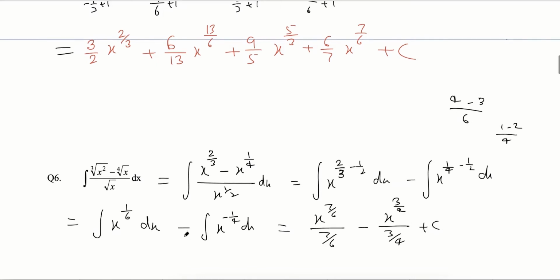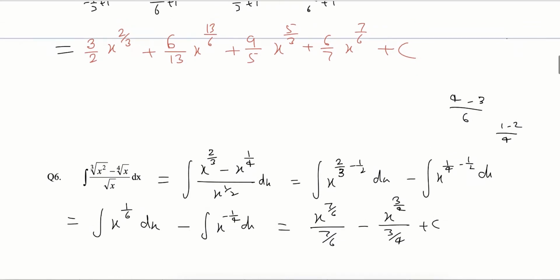So finally, this is your answer. If you want to leave the answer this way, you can leave it. Otherwise, you can write 7 by 6, x power 7 by 6. 6 by 7, I'm sorry. This is the new denominator, no? So 6 by 7 x power 7 by 6 minus 4 by 3 x power 3 by 4 plus c. This will be your answer for this question. Correct? Now next.